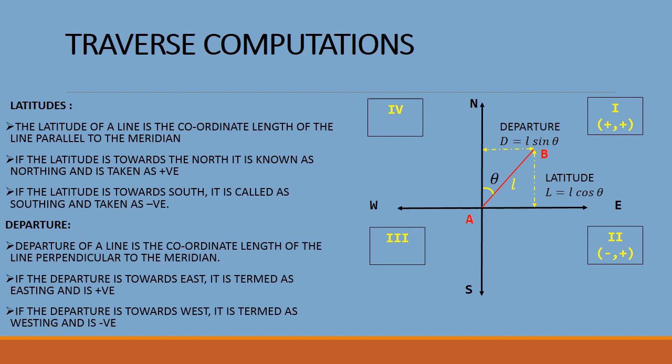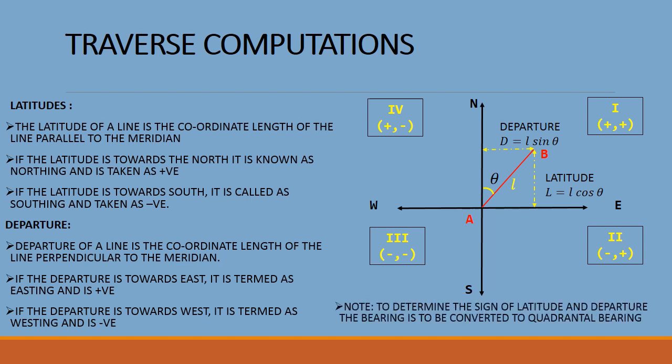Now let us see the third quadrant. In the third quadrant, both the latitude and the departure will be negative, because the latitude is measured in the south and the departure is in the west direction. Now in the fourth quadrant, the latitude is again in the north direction, so it will be positive, and the departure is in the west direction, so it will be negative. Overall, the signs of the latitude and departure in the different quadrants are clearly shown in this particular figure.